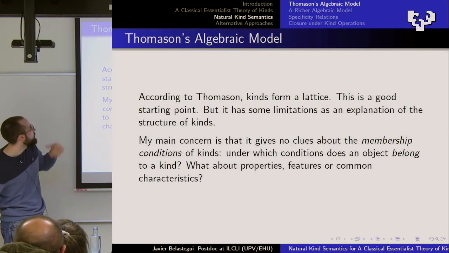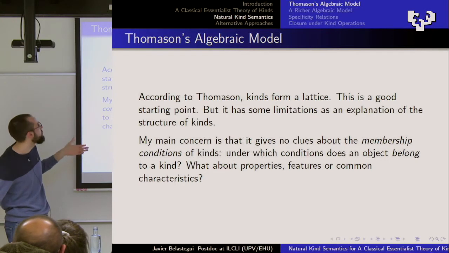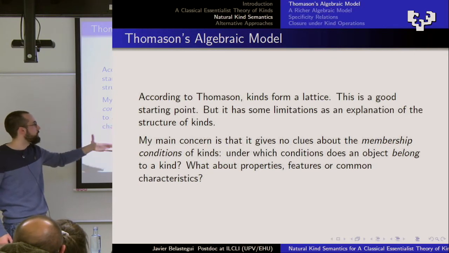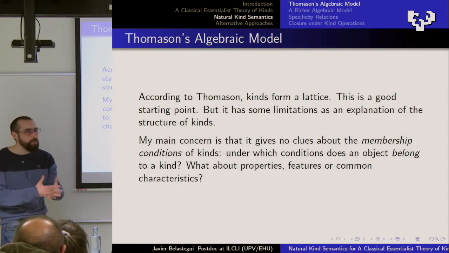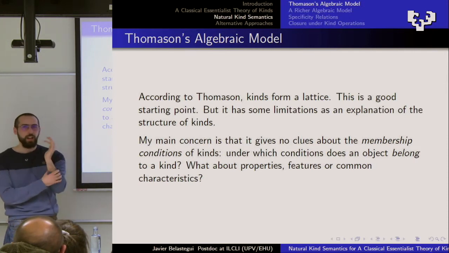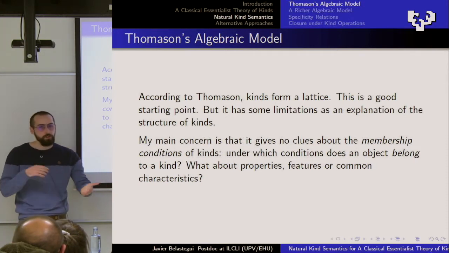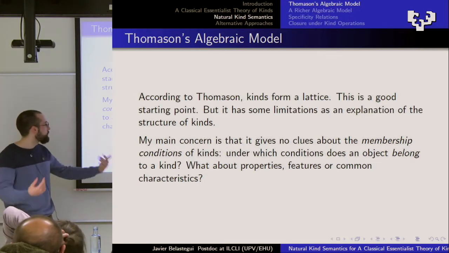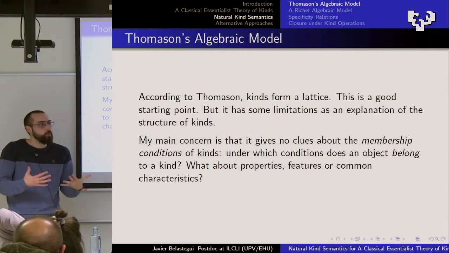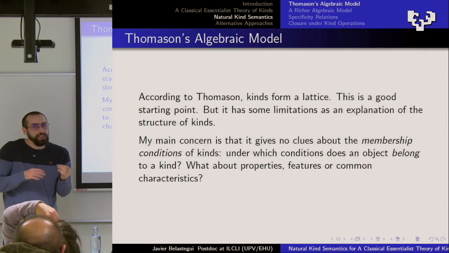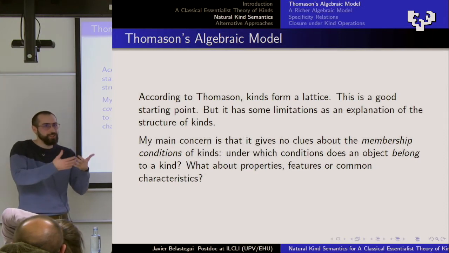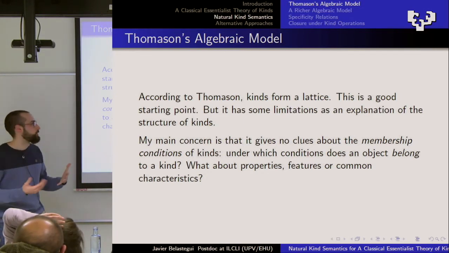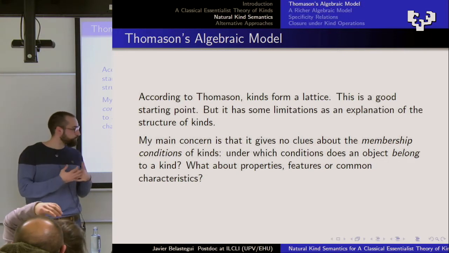Okay. So according to Thomason, kinds form a lattice, and this is a good starting point, but my main concern with this approach is that it doesn't tell us anything about the membership conditions of kinds, which the different theories of kinds, essentialism, causal theories, different pragmatist views, promiscuous realism, and so on, actually say something about: under which conditions an object belongs to a kind. The main purpose of kinds is to classify stuff. If you don't tell me under which conditions objects belong to kinds, then the approach is kind of too silent in this regard.